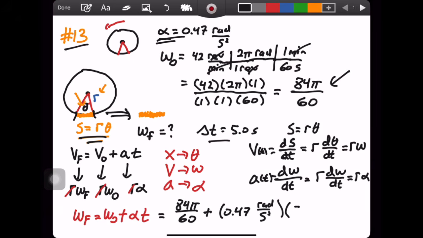That's 5.0 seconds. So that 1 second is going to take care of one of the seconds squared in the denominator, so those two terms multiplied should be in units of radians per second, which is the same as the omega. This was also in radians per second, which should make sense for an angular velocity.